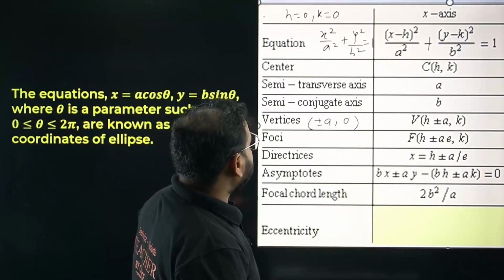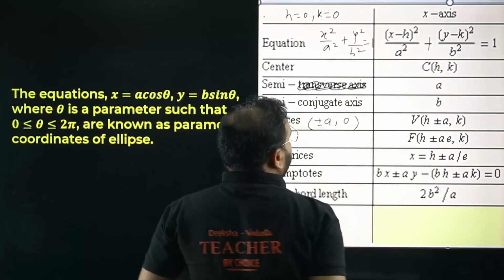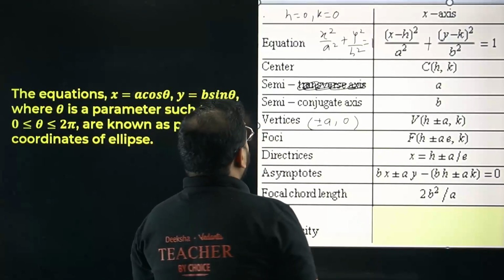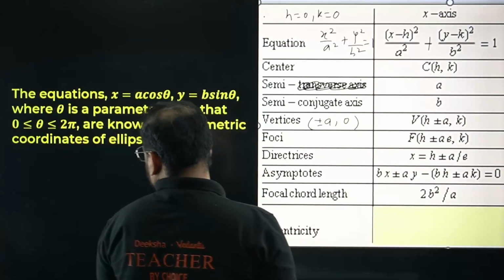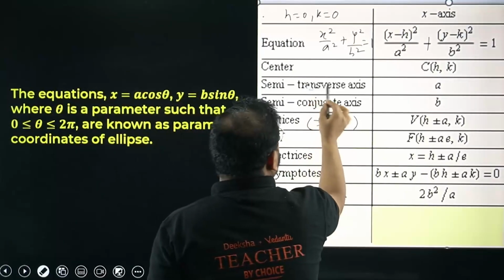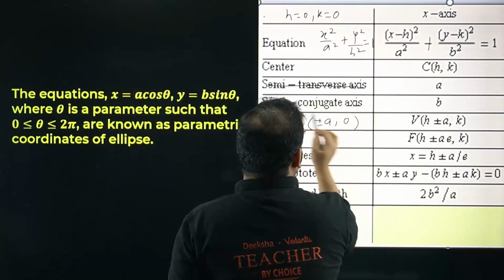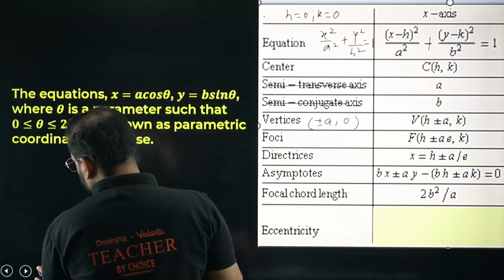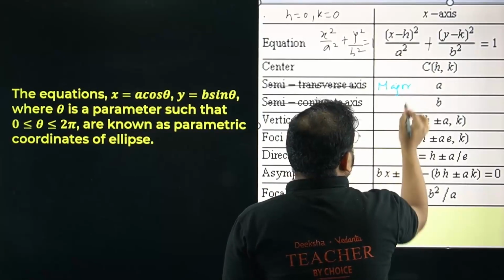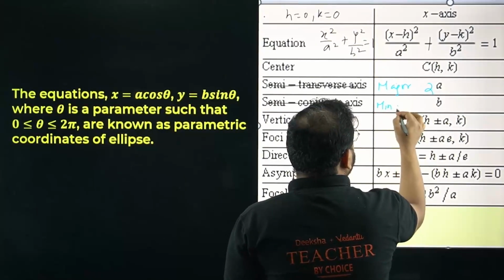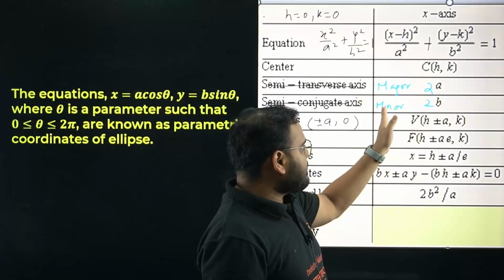Semi-transverse will be okay. But I think this I have taken for the case of hyperbola, please cross check once. That's why I was confused, but it is incorrect. I'll just change this a little bit. I write this as major and minor. So here major axis will become 2A, and minor axis will become 2B. So if I write semi-major, it'll become A only. If I write semi-minor, it'll become B only.